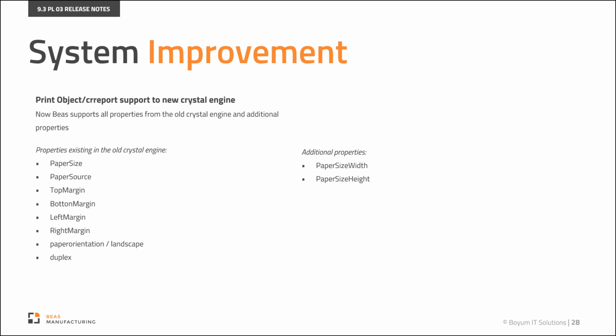As for the new Crystal engine, Beas provides print object CR report support. As of the new release, Beas supports all properties from the old Crystal engine like paper size, paper source, top margin, paper orientation and others, and also additional properties like paper size width and paper size height.